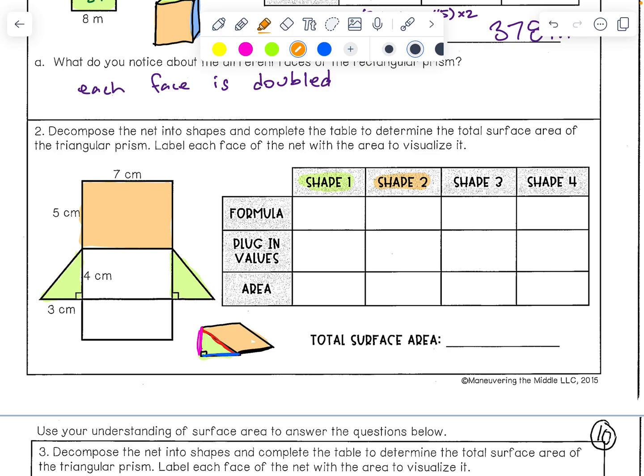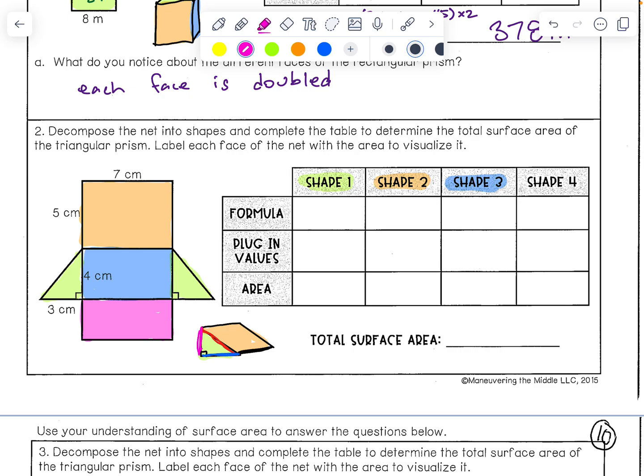That'll be shape 2. Shape 3, let's go ahead and make that this one right here. And then shape 4 is going to be right here. So 3 different kinds of rectangles and the 2 triangular bases.